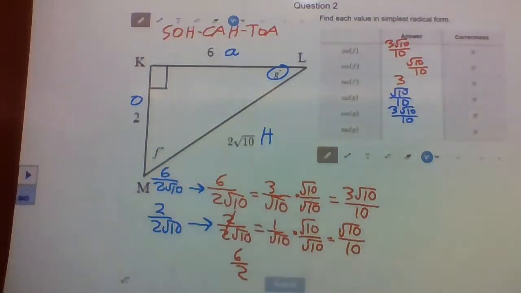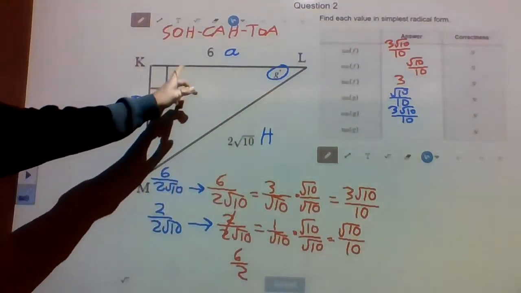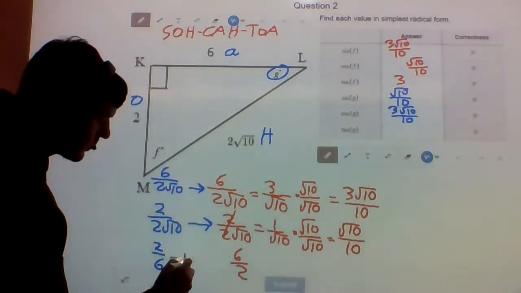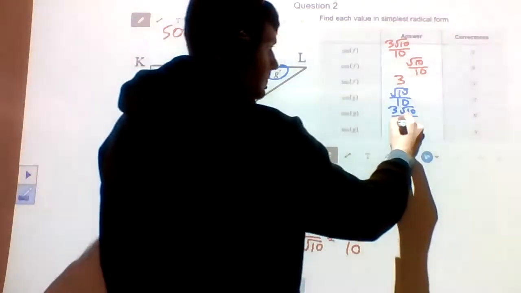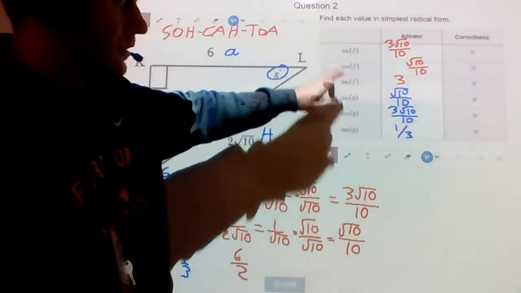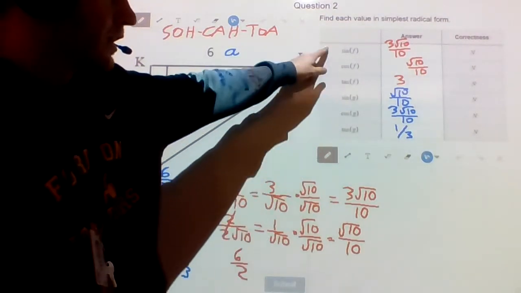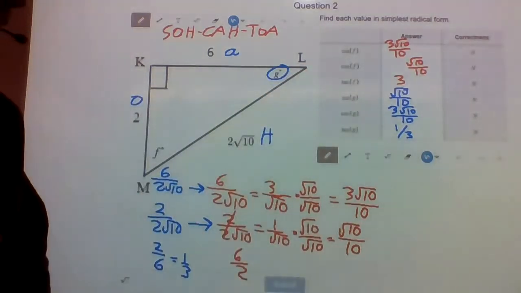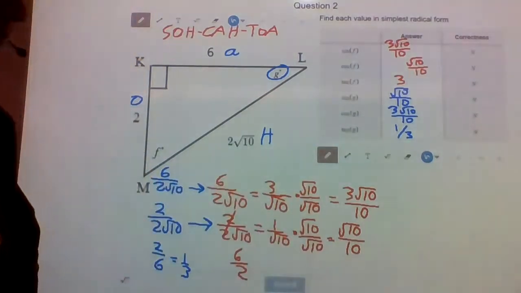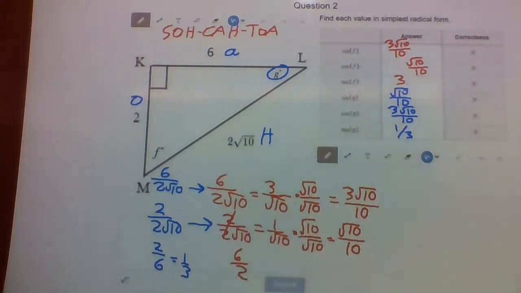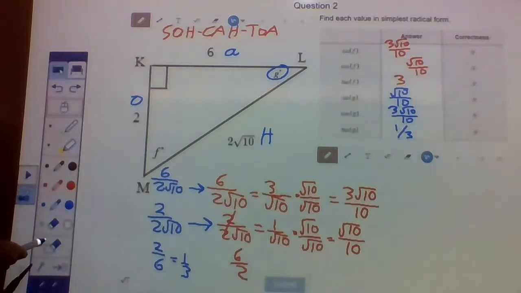And then the only one that's going to be different is cosine. So cosine is going to be 2 divided by 6, which is 1/3. So 1/3. Okay, but notice how the sine of one angle is equal to the cosine of the other. The sine of f is equal to the cosine of g, and the sine of g is equal to the cosine of f. And then the tangent of f and the tangent of g are just inverses. So 3 over 1, 1 over 3. So that's just ratios in simplest radical form.